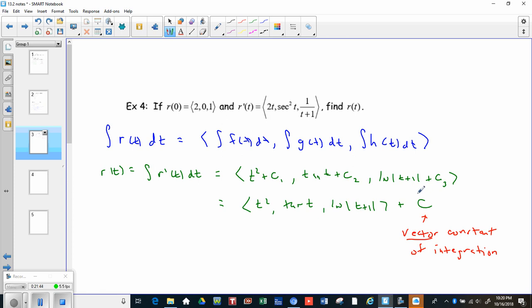Well, in order to do that in Calculus AB and BC, we needed an initial condition of some kind to find those constants. Well, they gave it to us right here. That's our initial condition. So that we know when the t value is 0, this is what I get out for x, 2. When t is 0, I get out 0 for y. When t is 0, I get out 1 for z. So we should now be able to find the c values.